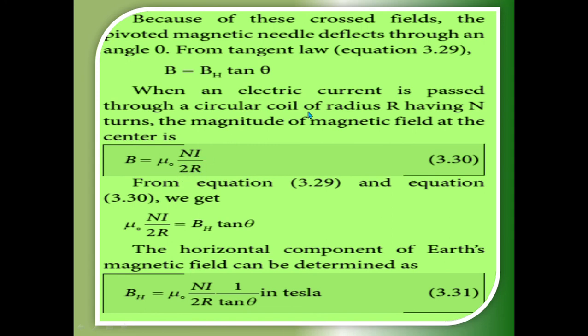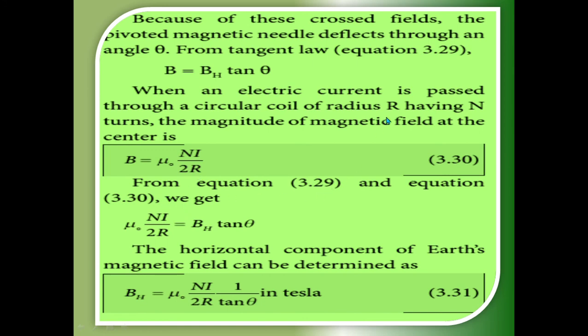The 2r in the denominator is related to the circumference of the coil, the circular coil of radius r having n turns. N is the number of turns of the coil, I represents the current, and r represents the radius of the circular coil.